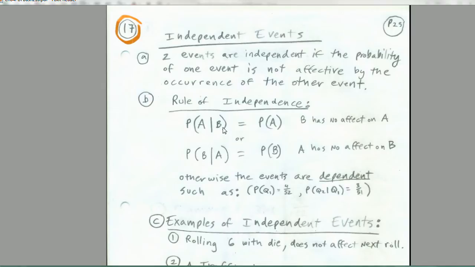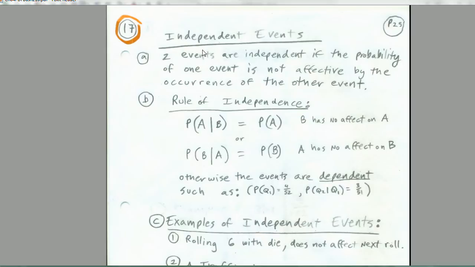Well, if B has no effect on A, then of course these two have to be equal. B has no effect on A. You could do the reverse: probability of B given that A has already occurred. Well, if A has already occurred and there's no effect on B, then these two have to be equal.